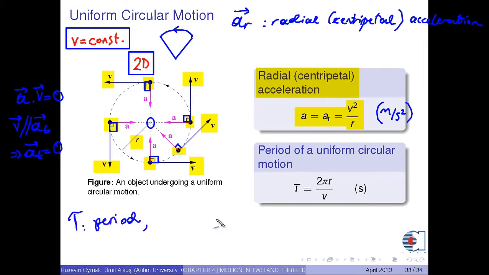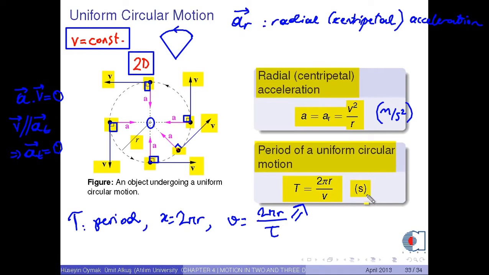We call the time T required for the object to complete one revolution the period of the motion. Since the object travels a distance of 2πr in one revolution, it follows from the definition of speed that v = 2πr / T, or T = 2πr / v, which is in seconds.